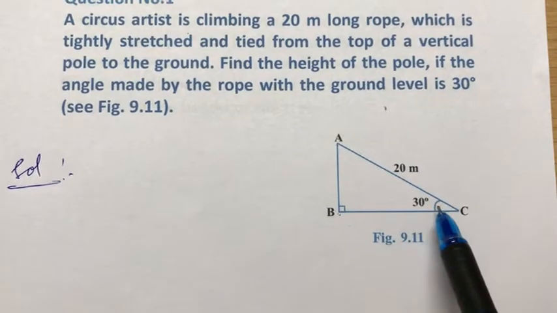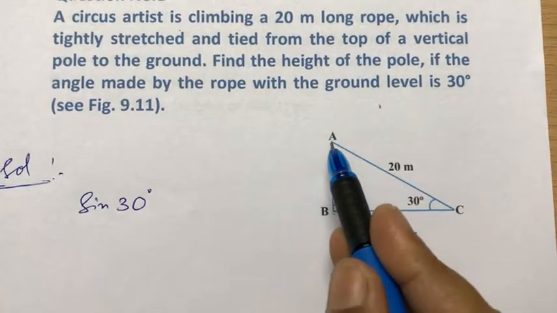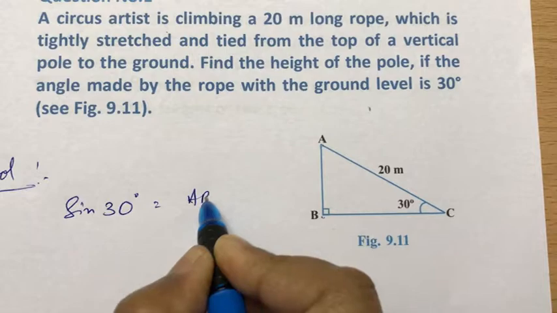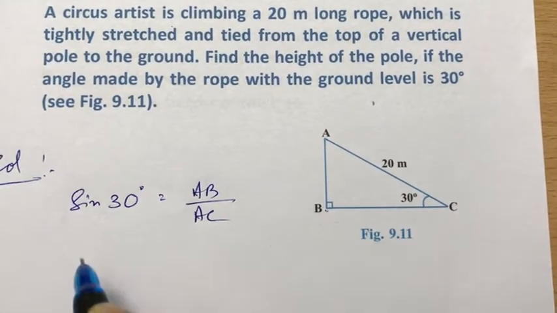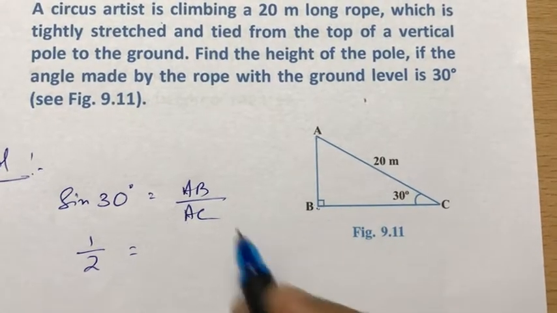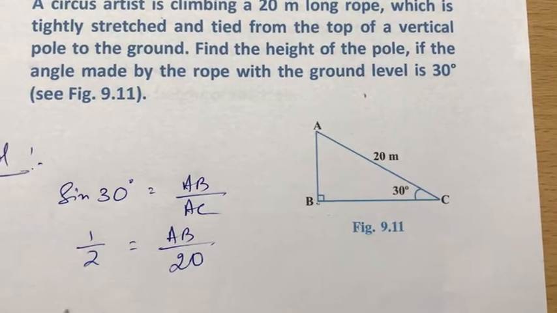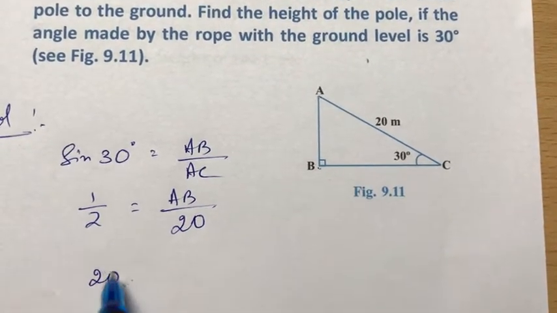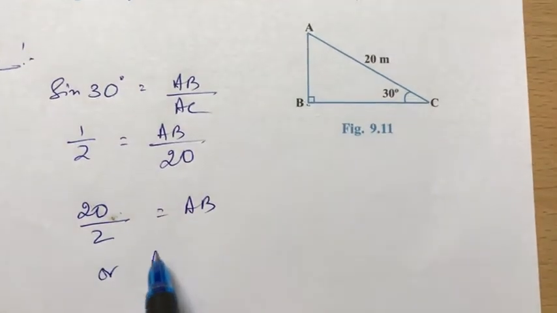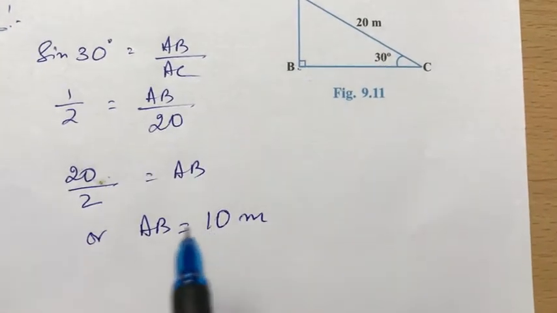So very simple. If we take sine 30, sine 30 will be perpendicular by hypotenuse. It will be AB by AC, or sine 30, you know, it is 1 by 2. What is AB? You don't know. What is AC? It is 20, or 20 by 2 is equal to AB, or I can say AB is equal to 10 meter. Clear?